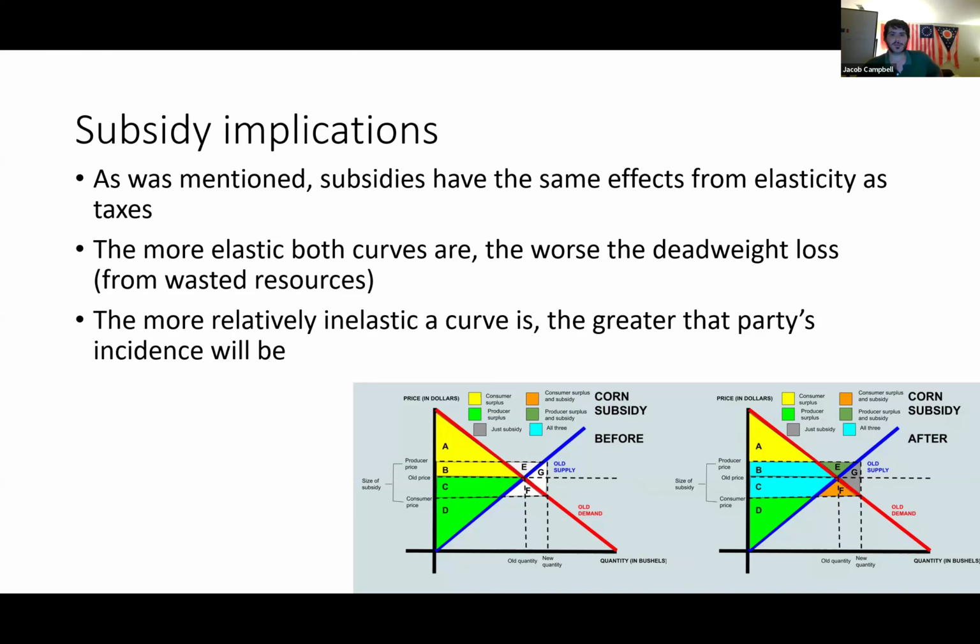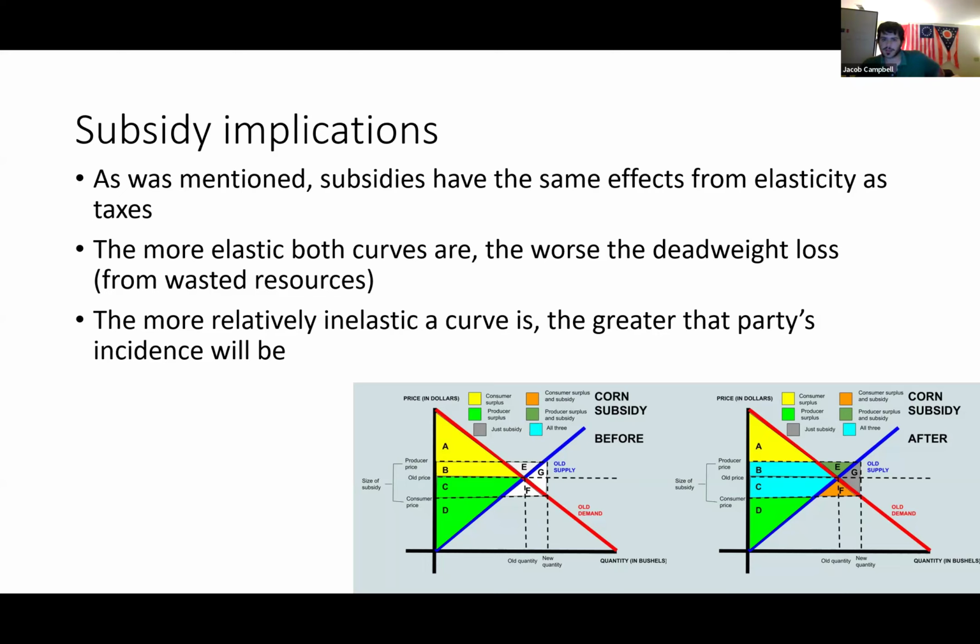Now, as was mentioned, subsidies have the same effects from elasticity as taxes. And so the more elastic both curves are, the worse the deadweight loss is going to be, because the increased quantity is considered bad in this case. And unfortunately, this often runs directly contrary to the goals of a government using them. Sometimes subsidies are intended just to reduce the price, or again, to increase profits for the producer. But very often, increasing consumption is itself the goal. Well, microeconomic theory would say that is an inherently bad goal.